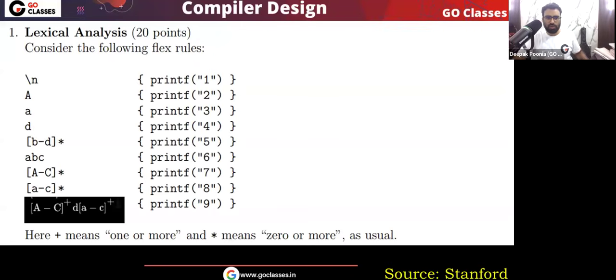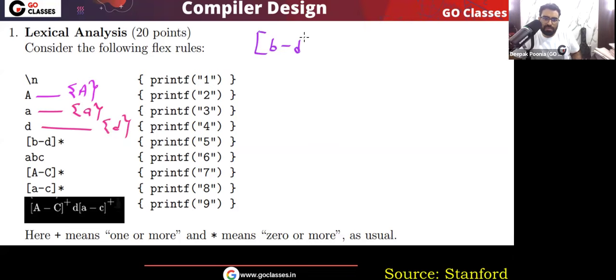Now, before we solve this question, let me explain the meaning of some of these rules. This is very simple. Basically, here only capital A is there. This is also very simple, only small a is there. This is also very simple, only small d is there. Now let me tell you what is the meaning of this B to D star. This means B to D. You can understand it like this: this is basically B, C, D star.